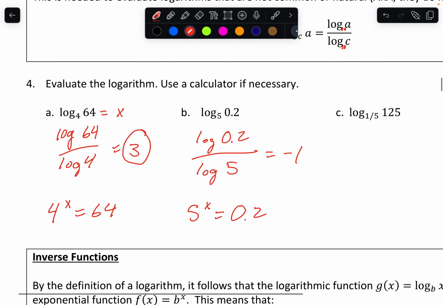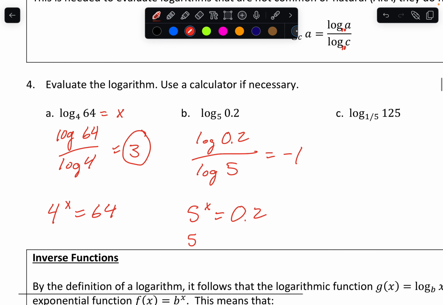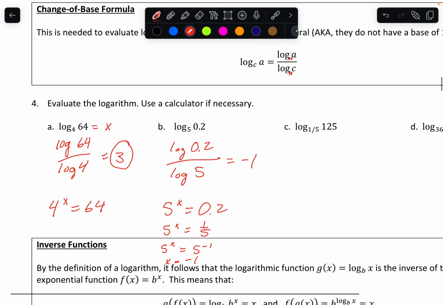One of the things that we know is that 0.2 is actually the same thing as 1/5, so it's just a 5 on the bottom. 1/5 is the same thing as 5 to the negative 1. So that makes sense: what power do I have to raise 5 to get 5 to the negative 1? Well, x would just have to be negative 1. But you can do it on your calculator. That's perfectly acceptable here too.